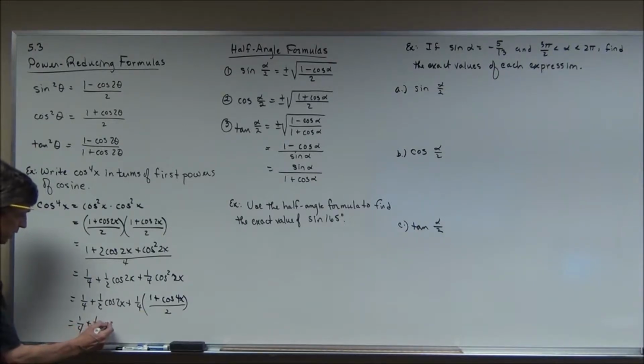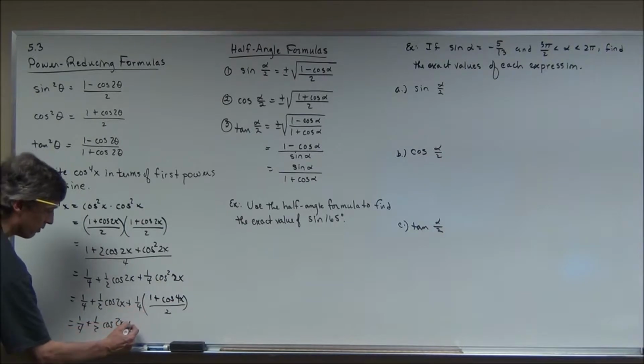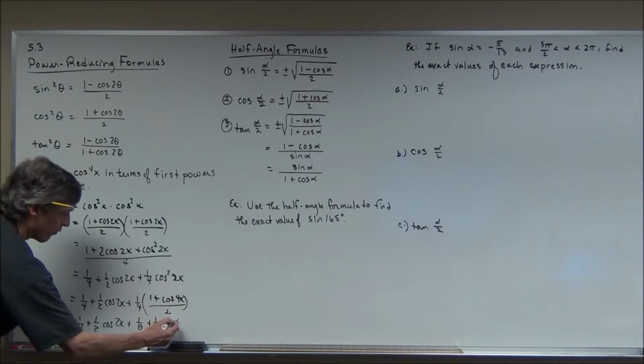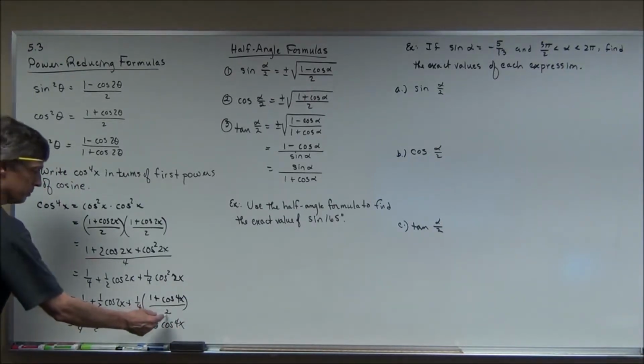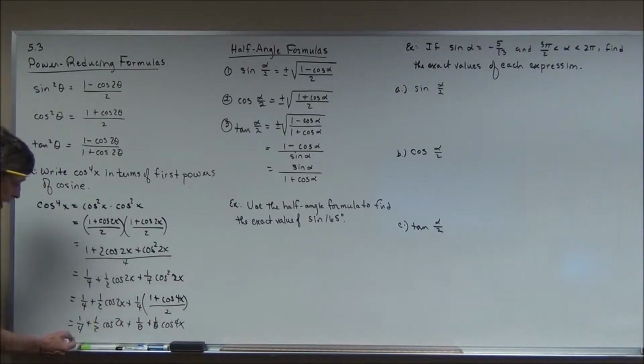Now I'm going to go ahead and do a little work here. I'm running out of space. I thought I could get this all in here. This is the same as 1/2, so I'm going to write plus 1/8 plus 1/8 cosine of 4x. I went ahead and broke this by dividing 2 into both terms and distributing through by 1/4. Now I can simplify this a little bit because I do have like terms. 1/4 plus 1/8 is 3/8.